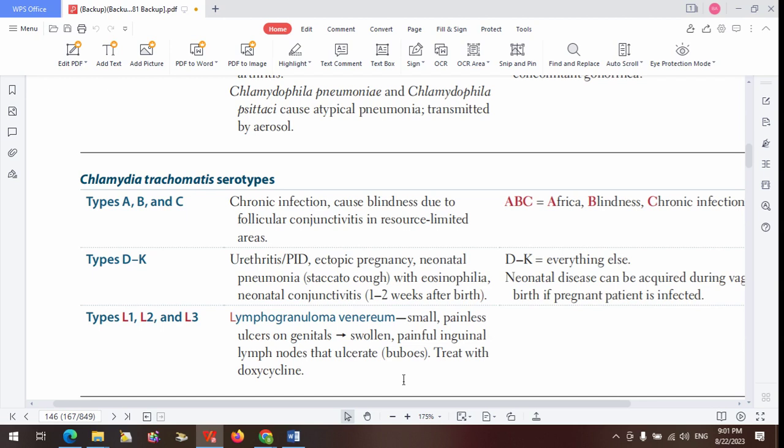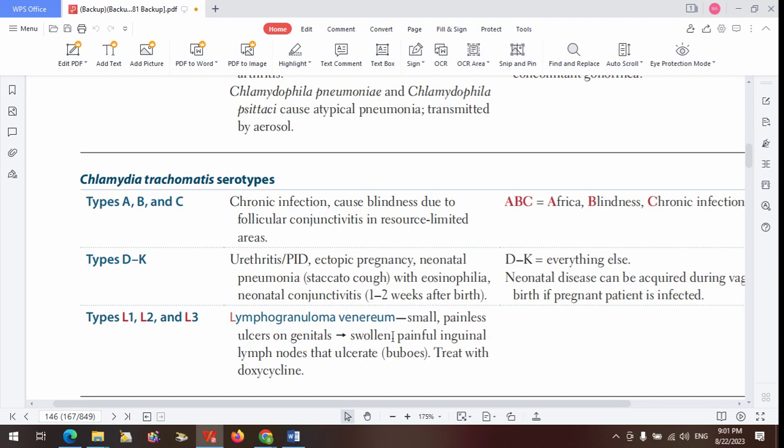All the other infections of Chlamydia trachomatis will fall under D to K. So all the other ones, the neonatal conjunctivitis, the urethritis, the PID, all those fall under D to K. Another thing to just remember about Chlamydia trachomatis is that it can also cause neonatal pneumonia, and this pneumonia is characterized by eosinophilia and staccato cough.